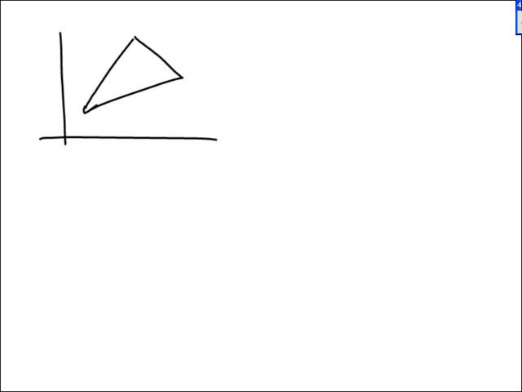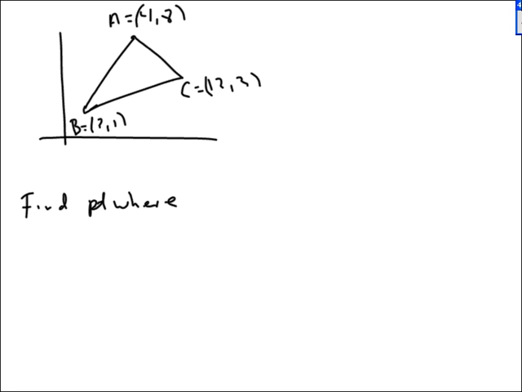Okay, so we have this diagram with the triangle. And we are told that point B is at 2, 1. Point C is at 12, 3. And point A is at 4, 8. The problem says, find the coordinates of the point where the median from A intersects BC.